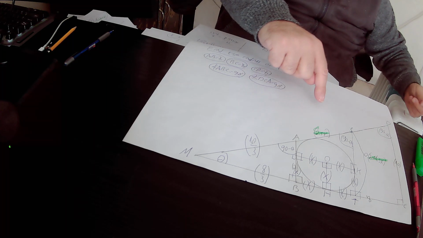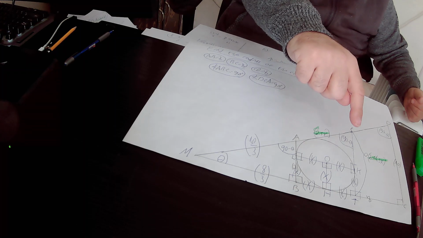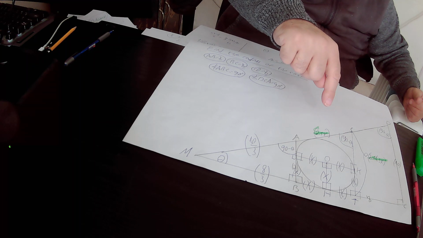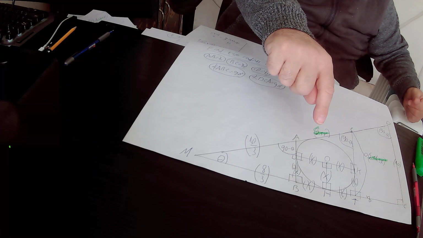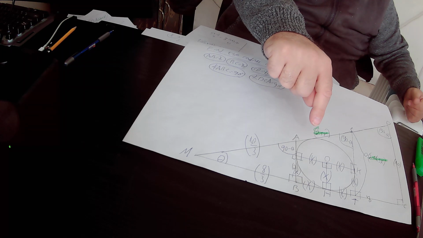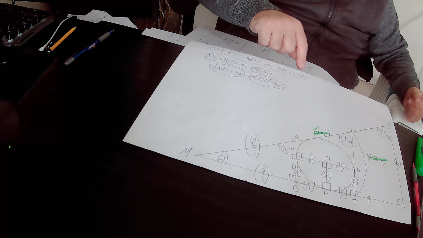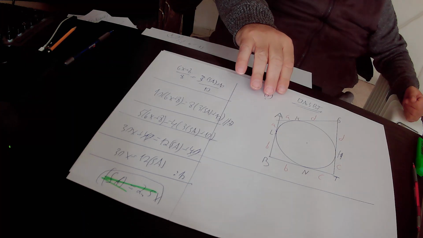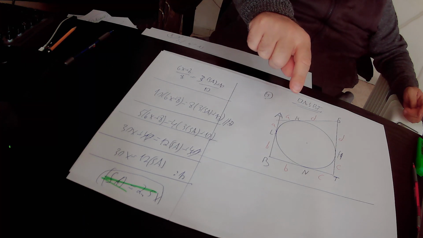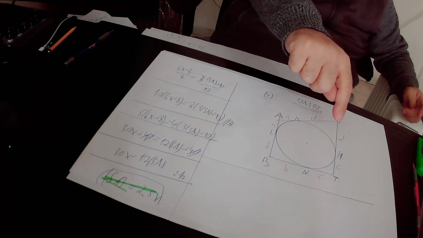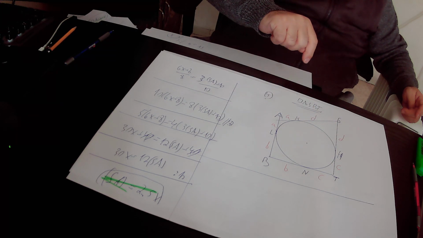Then I copied this quadrilateral ASBT in a new page with its circle that is inscribed by this quadrilateral ASBT. This is the quadrilateral ASBT that I copied from the original drawing with its circle that is inscribed inside it.